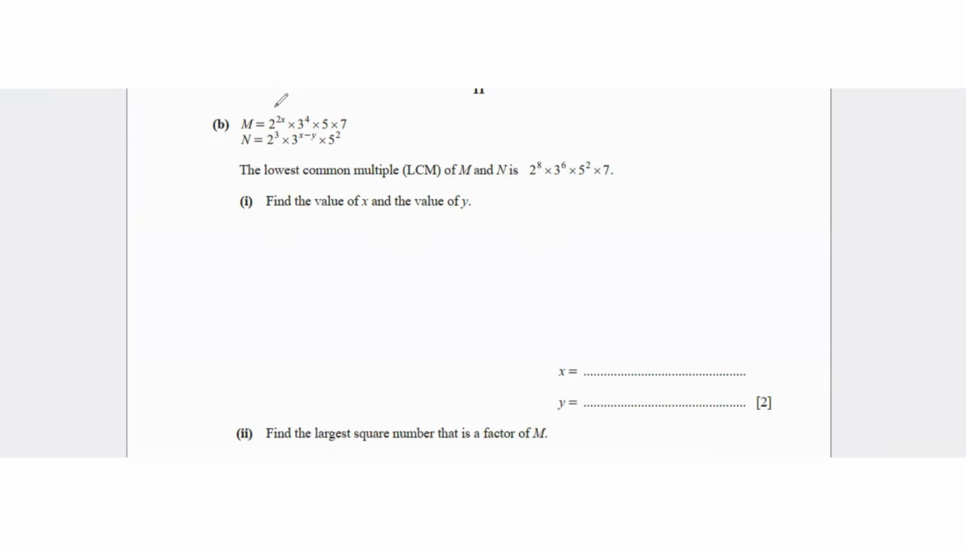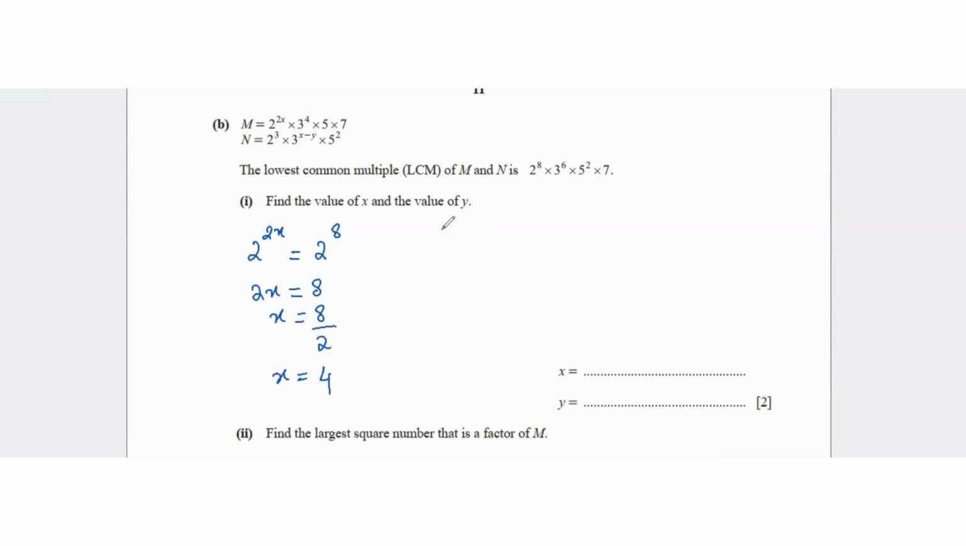So for the value of x, what we will do is we will equate 2 to the power of 2x to 2 to the power of 8. Put the powers equal to each other. 2x equals 8 and x equals 8 over 2, which is 4.